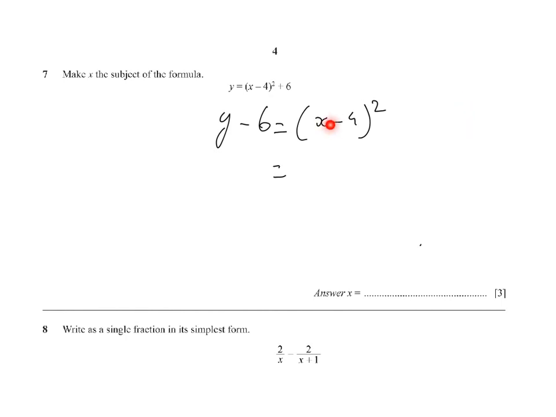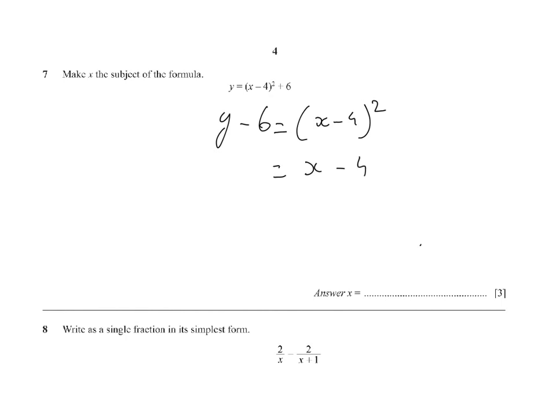I'm not going to expand it, because if I expand this, I'm going to get x squared minus 8x plus 16. So I'll have 2 terms in x. It's not going to work. Now I'm going to square root it. But before I square root it, I first have to put that 6 on the other side, or take away 6 on both sides. That's actually what you're doing. Anyway, square root it.